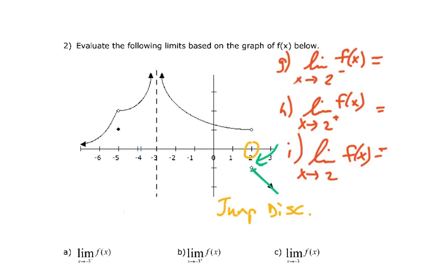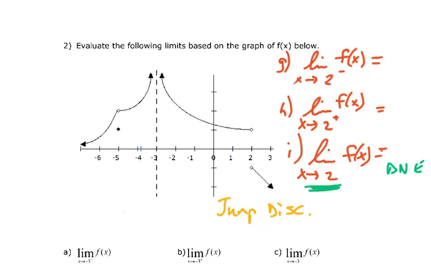First and foremost, anytime you see that jump discontinuity, your overall limit here is never going to exist. That should just be something in the back of your mind: because I see this jump here, my overall limit is never going to exist. So I know that this is going to be does not exist because of that jump. But let's go back and look at the left-hand and the right-hand limits to break it down a little bit further.